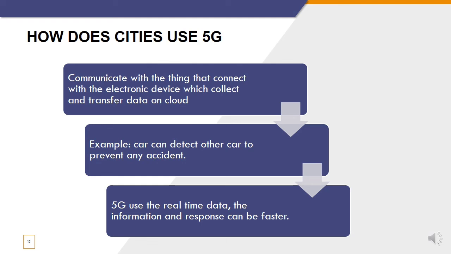Then, how do cities use 5G? Cities use 5G to communicate between an electronic device that connects to the internet and another electronic device. That we can say is a machine-to-machine process. For example, we can imagine that a car can detect another car from the network, from the internet, to prevent any accident.